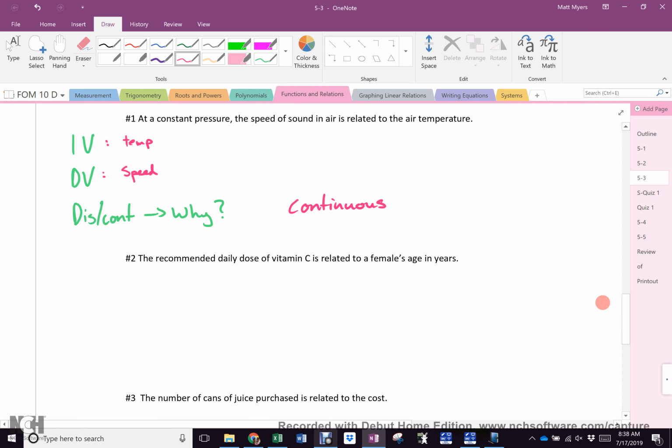Recommended daily dose of vitamin C is related to a female's age in years. What's the IV? What's the DV? And is it discrete or is it continuous? Talk to your neighbor. Go.